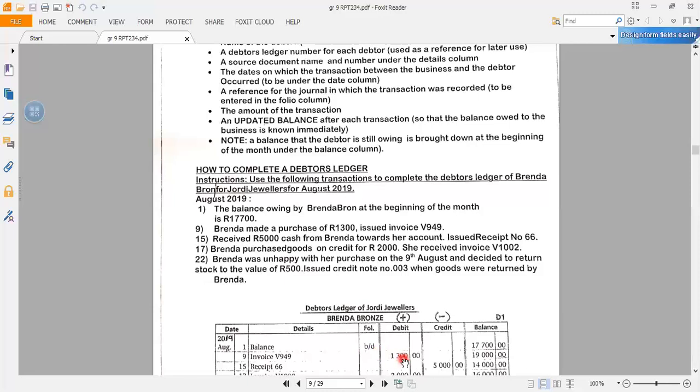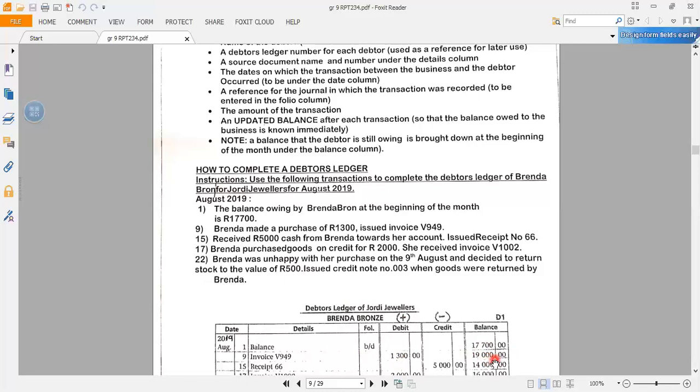How do I understand these operations here? Now remember, Brenda owed Geordie Jewelers 17,700 at the beginning of the month. Then on the 9th, when she made a new purchase, we've got to take 17,700 plus 1,300, which will give me a new balance owing by Brenda. That's 19,000 Rand. Okay, hope you understood that.